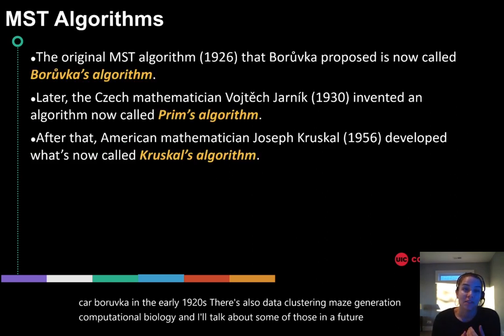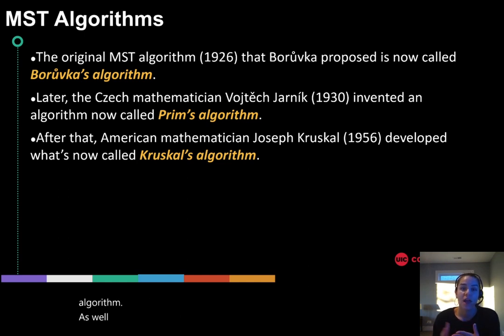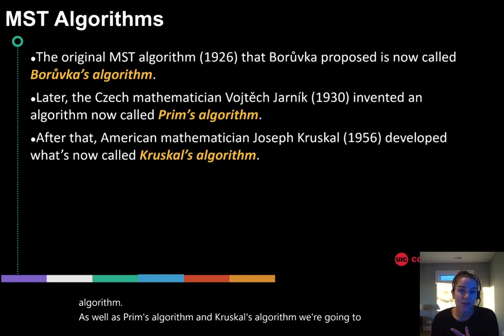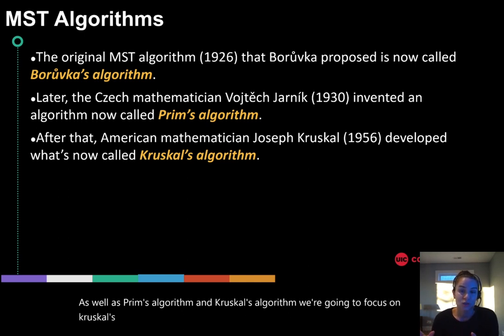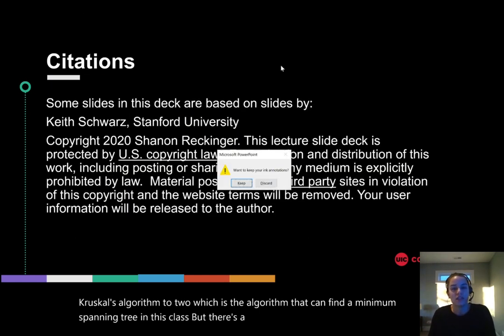Common MST algorithms include the original algorithm, Borůvka's algorithm, as well as Prim's algorithm and Kruskal's algorithm. We're going to focus on Kruskal's algorithm, which is the algorithm that can find a minimum spanning tree in this class, but there's a couple. So that's it for this video.